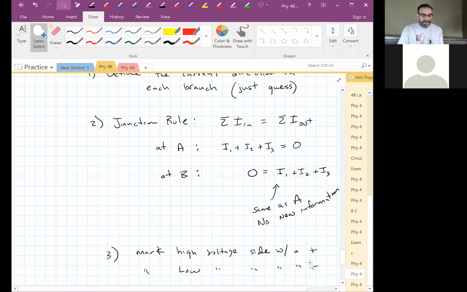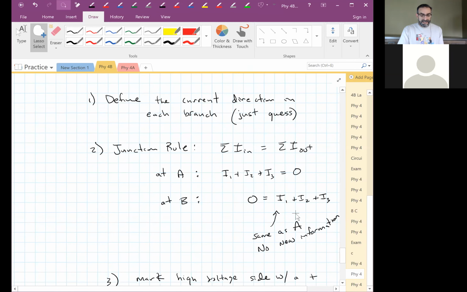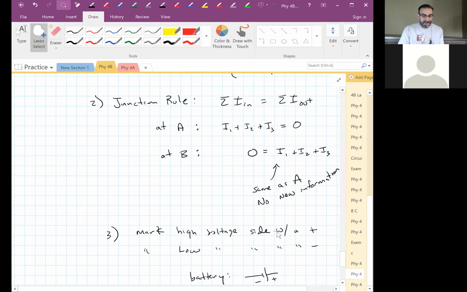Where's our junction rule? There they are. Immediately got the same equation. So we could ignore one of them. There was no new information there. But that's one equation we need. I1 plus I2 plus I3 is 0. That's one of our equations.